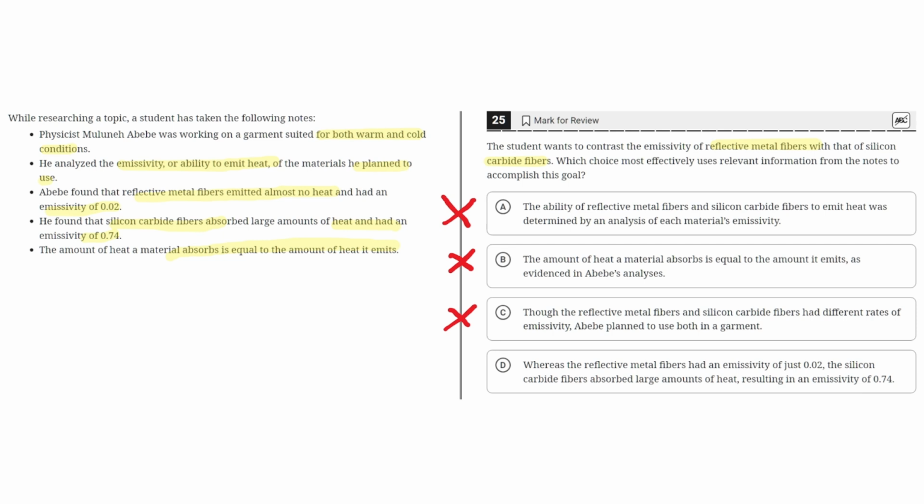D. Whereas the reflective metal fibers had an emissivity of just 0.02, the silicon carbide fibers absorbed large amounts of heat, resulting in an emissivity of 0.74. So this is the correct answer, because it properly contrasts the emissivity of these two fibers, where one of them had an emissivity of 0.02 and the other an emissivity of 0.74. Therefore, the correct answer is D.